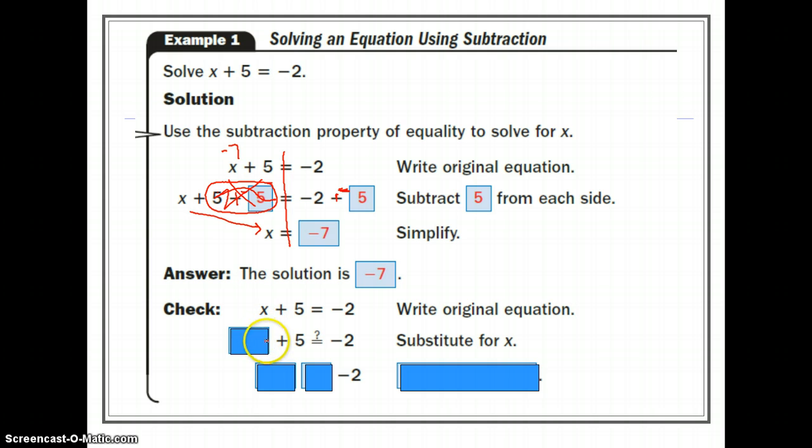Put negative 7 in for x. Does negative 7 plus 5 equal negative 2? Well, 7 minus 5 is 2. 7 is a bigger number, so you use the negative. It does, so it checks out.